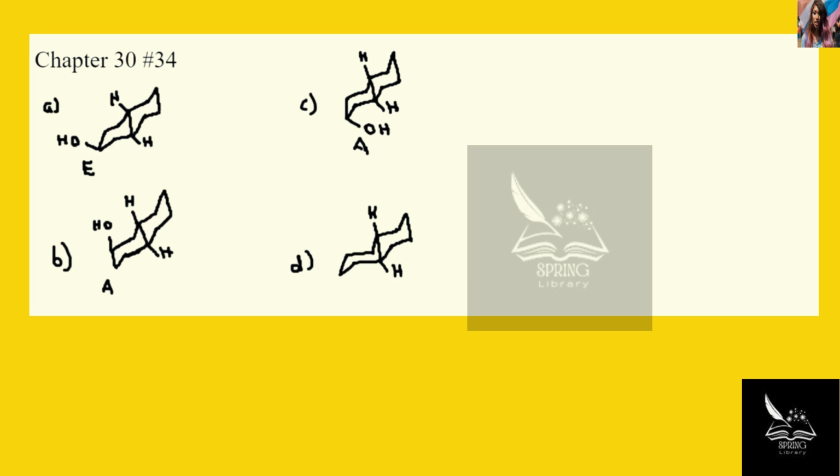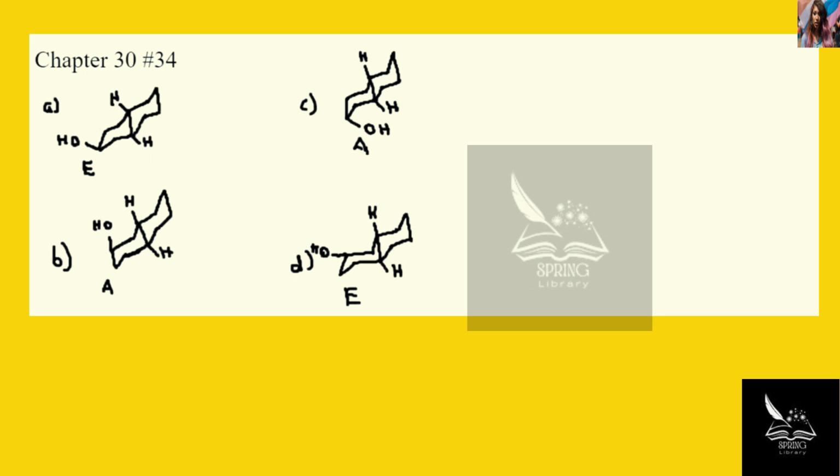And then again, we can make a direct comparison between D and B as we did between C and A. And so in B, it was wedged and therefore axial. And here in D, it's going to be dashed and therefore equatorial. So there it is, drawn equatorially. We'll label it E for equatorial. And that is the answer to chapter 30, problem number 34.